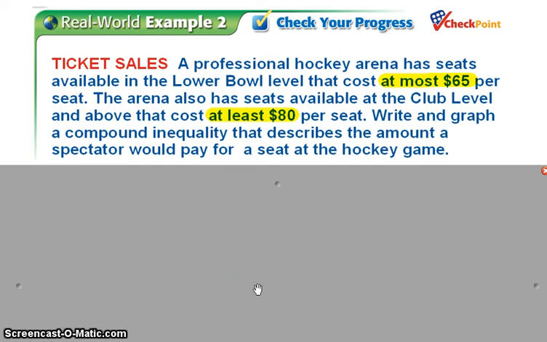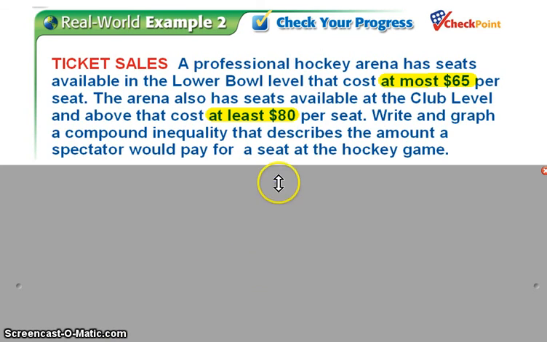It says write and graph a compound inequality that describes the amount a spectator would pay for a seat at the hockey game. Use the previous example to help you set this up. So they want you to write the compound inequality and then graph it. So go ahead and pause the video and try this problem.